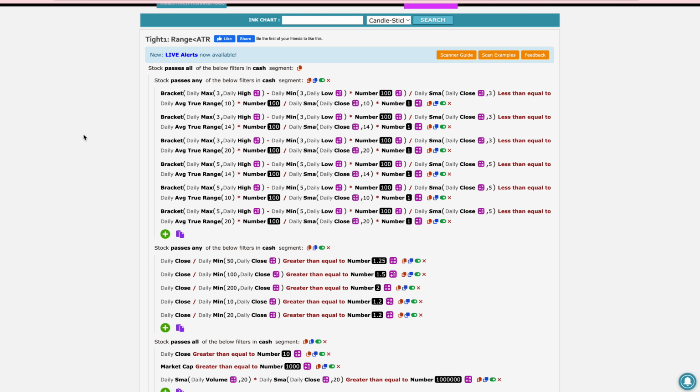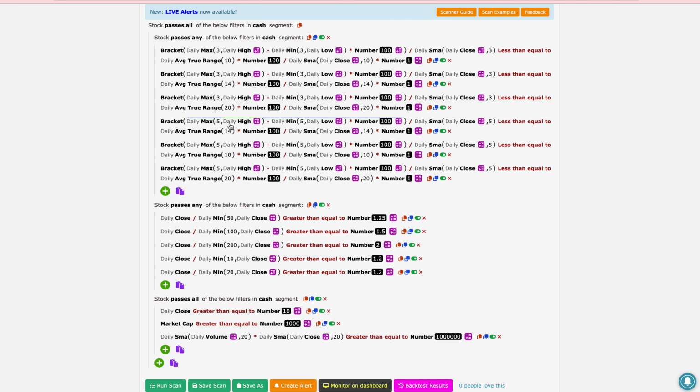In here, what I have said is, in the 3 day time frame, like in the last 3 days, the tightness should be less than the 3 day ATR, or the 3 day range should be less than the 14 day ATR. If the 3 day range is smaller than the 20 day ATR, also show me that stock.